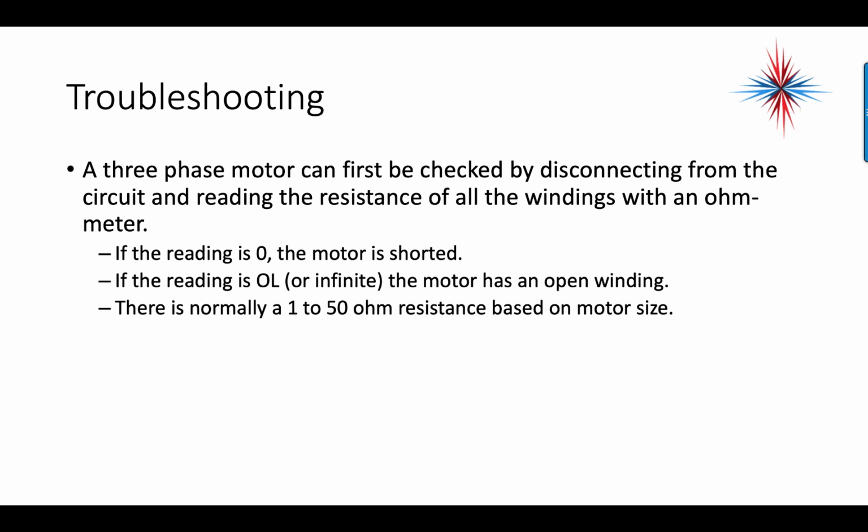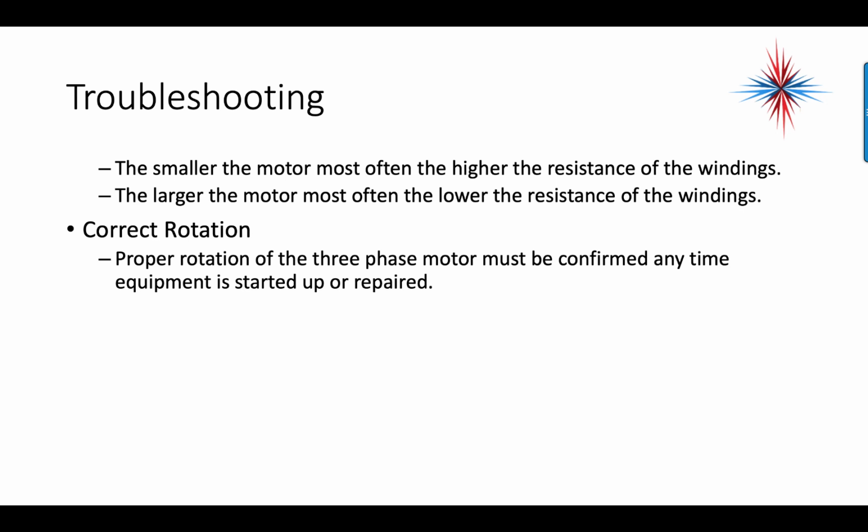So all three-phase motors can first be checked by disconnecting from the circuit and reading the resistance of all the windings with an ohm meter. If the reading is 0, the motor is shorted. So if you go from L1 to L3 and get a reading of 0, the motor is shorted. If the reading is OL or infinite, the motor has an open winding. There's normally a 1 to 50 ohm resistance based on motor size. The smaller the motor, most often the higher resistance of the windings. The larger the motor, the lower the resistance of the windings.